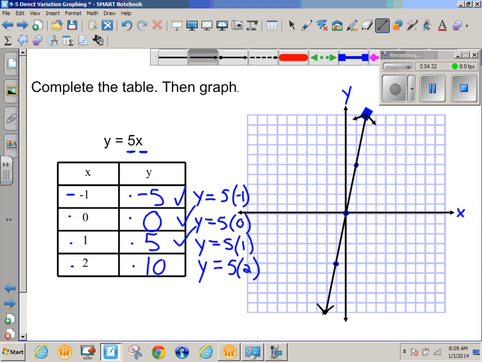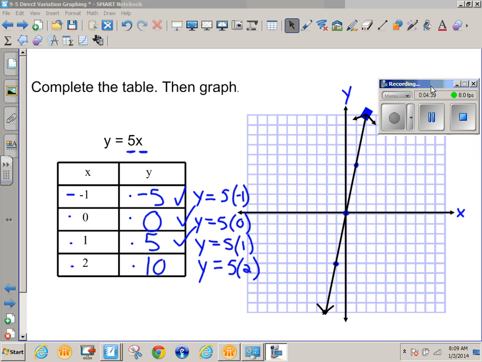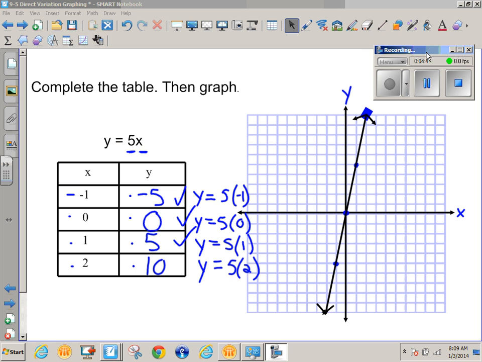So step 1 is to substitute in the values of x. In this case, your x's were given to you, so you're just doing the math. You're substituting in 5 times negative 1. That's going to give you the y. So when x is negative 1, y is negative 5. Then substitute in 0, you get 0, and so on and so forth.